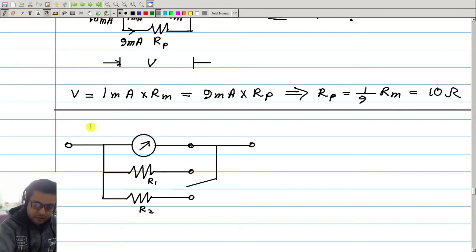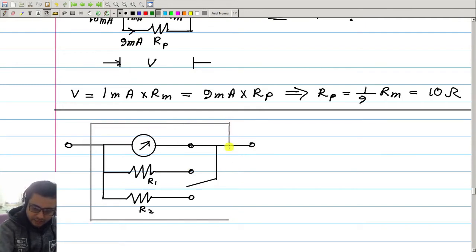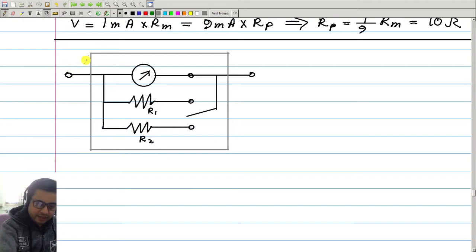So this is the entire meter, the entire measuring instrument apparatus, and the current that flows through here will be measured. Here you can see this is a switch, we can connect it to here or here, and accordingly the shunt resistance, the parallel resistance, can change and the range of the meter will change.